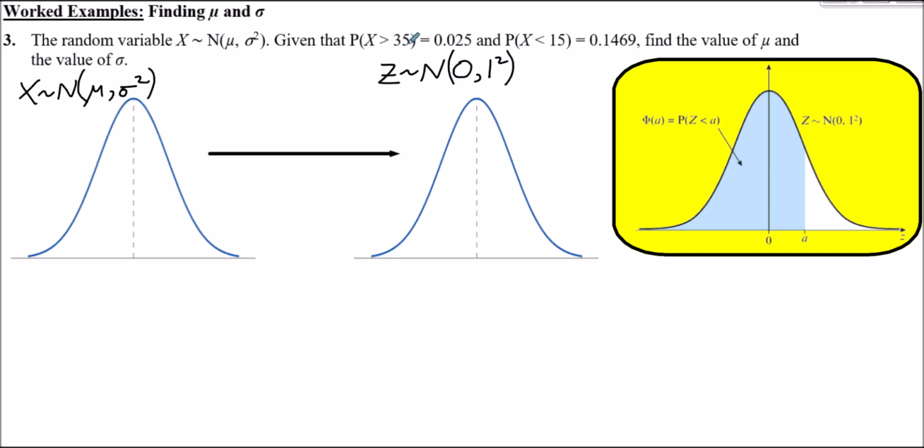So what we're told first of all is the chance of the original distribution being 35 or greater is very small, 0.025. So that's 35. And this probability here is just 0.025. And as well as that, we're told about it being 15 or less. The chance of being 15 or less is 0.1469. So that's going to be at the other side of the mean, down here somewhere. And that's going to be 0.1469 like it says.